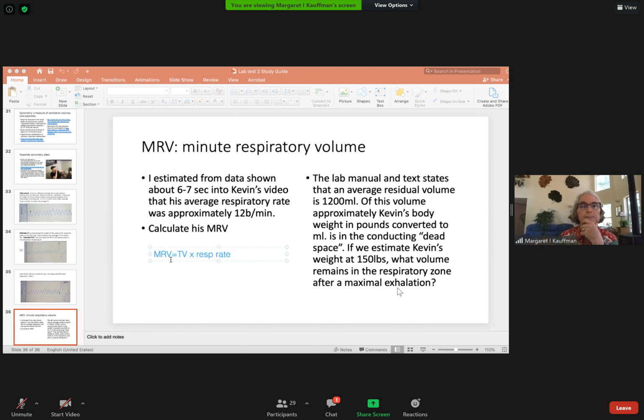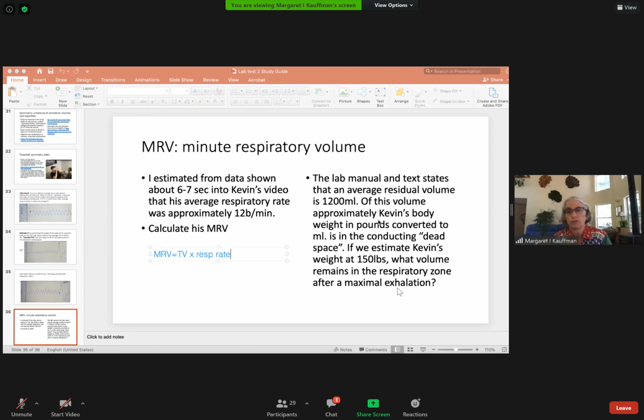So you're getting milliliters per minute. Now, the lab manual states that on average, in that graph you're studying and the table next to it, an average residual volume is about 1,200 mLs.